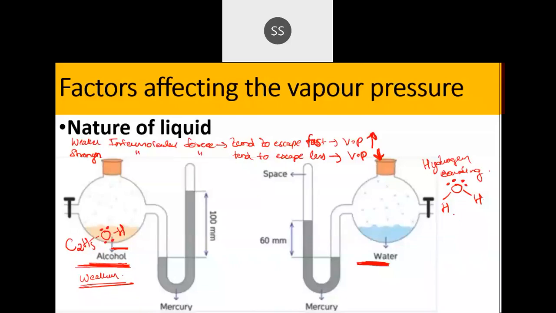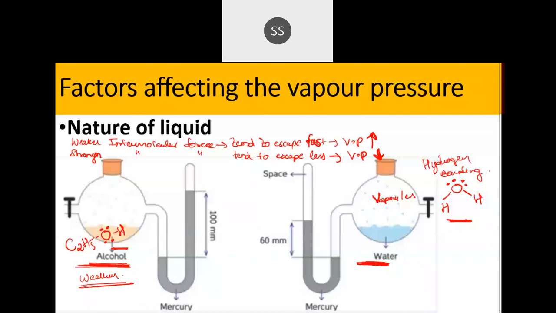You can see here only one bond is existing, whereas here one water molecule is having four bonds. So breaking them in the water case is difficult for going into the vapor phase. In the case of water, the vapors which are formed will be a little less compared to the alcohol, whereas alcohol molecules will escape out easily at the same temperature if you are measuring.